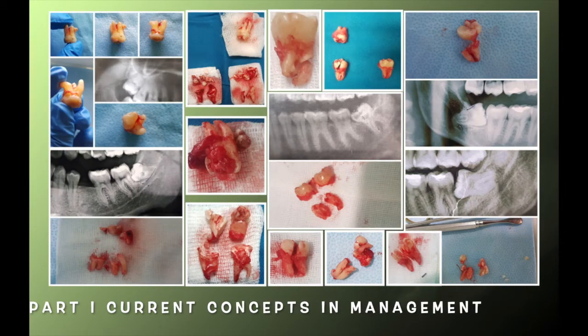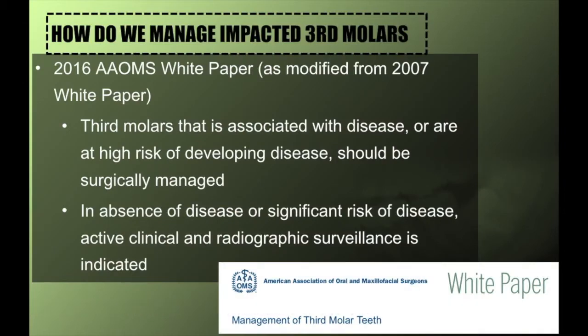Part 1, Concepts in Management and Determination of Difficulties. Current concepts in the management of third molars, particularly when it fails to fully erupt into functional occlusion, include position papers like that from the American Association of Oral and Maxillofacial Surgeons, published in 2016. In this white paper, the general indication for the surgical management of third molars are those associated with disease or at higher risk for the development of a disease.